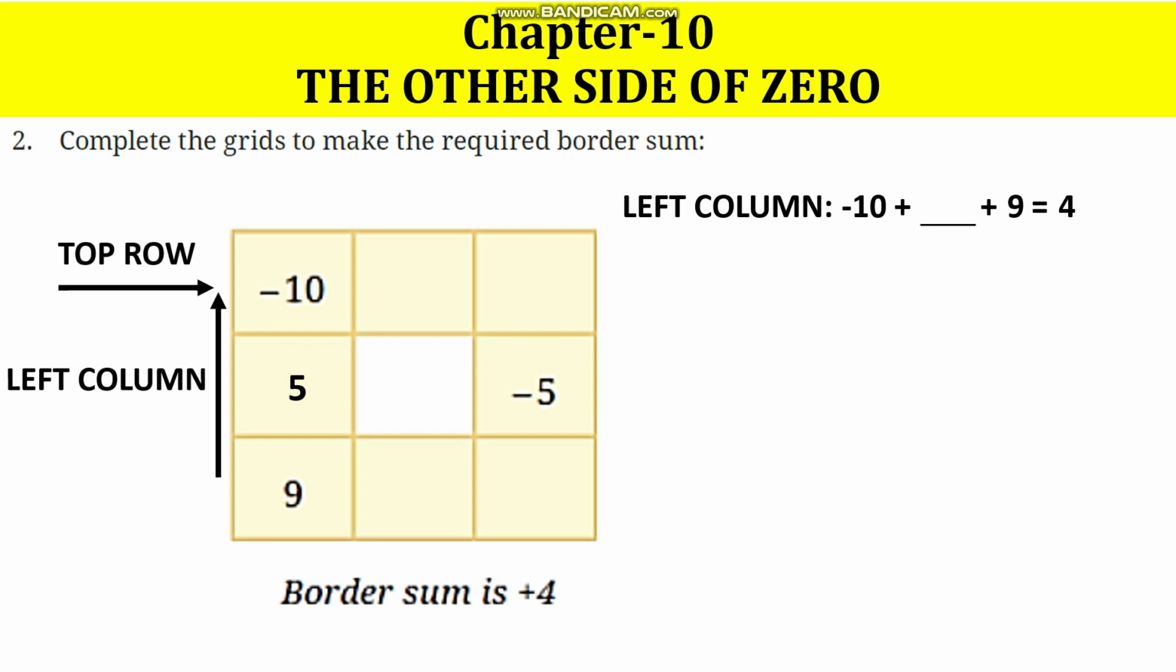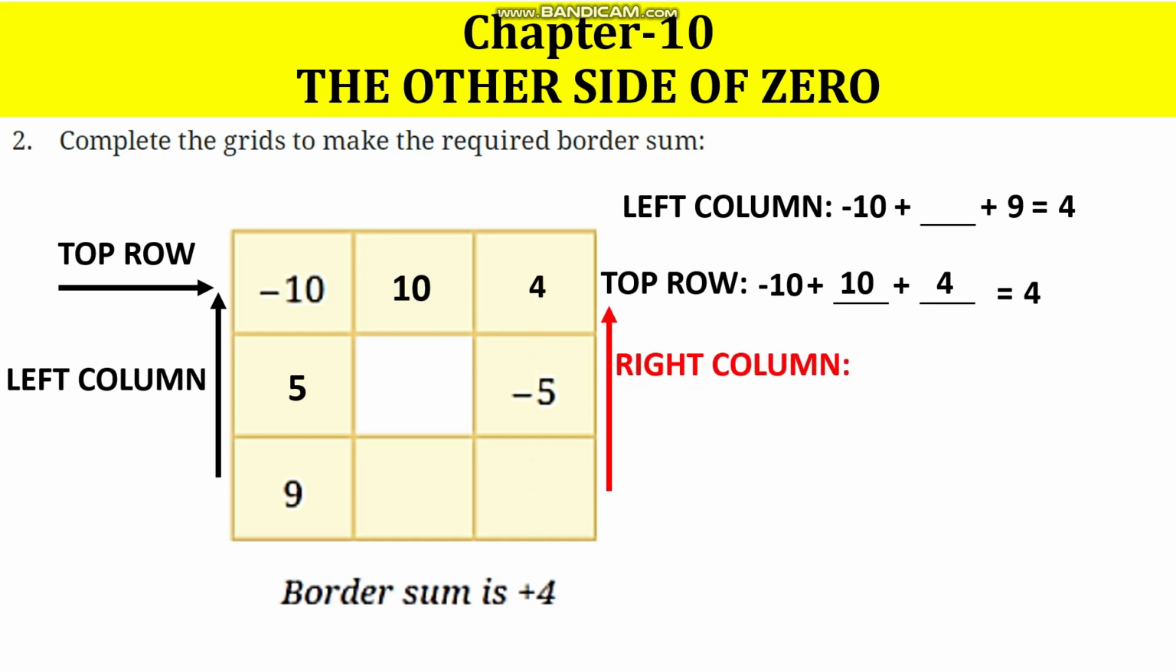Now when we talk about the top row, we have -10, then what to add and again what to add to get the border sum as 4. First let us eliminate -10 with +10. Now we get 0. After this, 0 plus 4 will give you 4. So the two integers can be 10 and 4. Now when we talk about the right column, we have the integers 4 and -5. When we add 4 with -5, we get -1. Now -1 plus 5 will give you 4. So 5 can replace this.